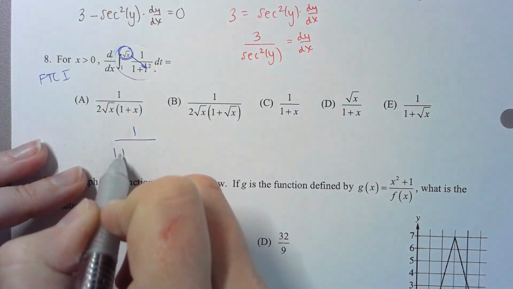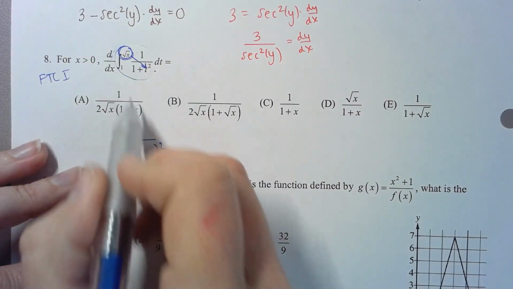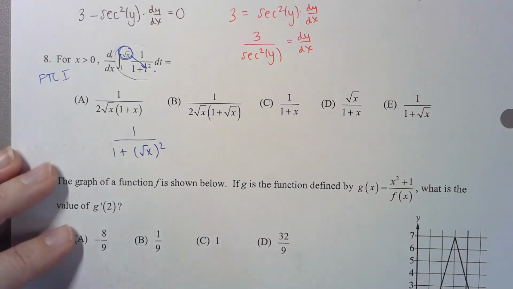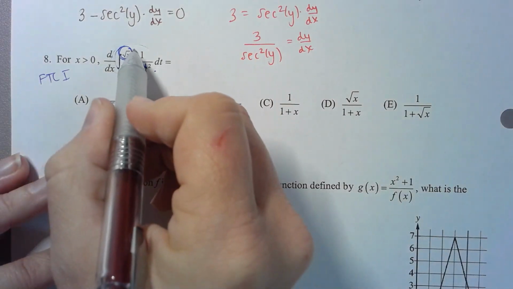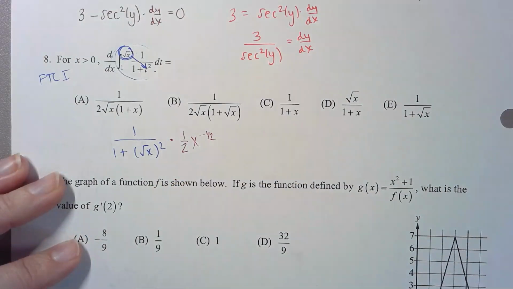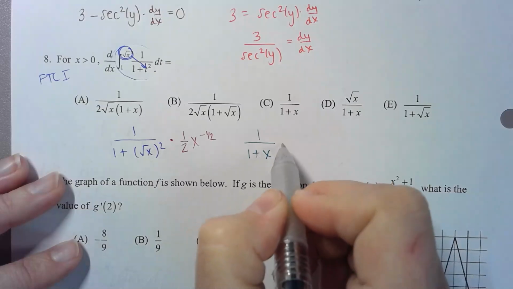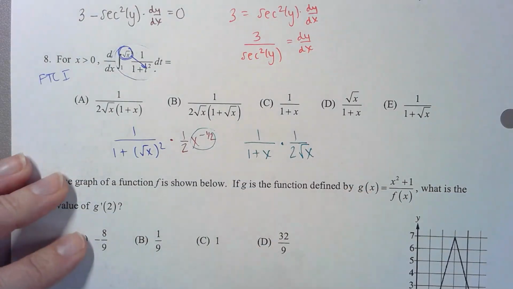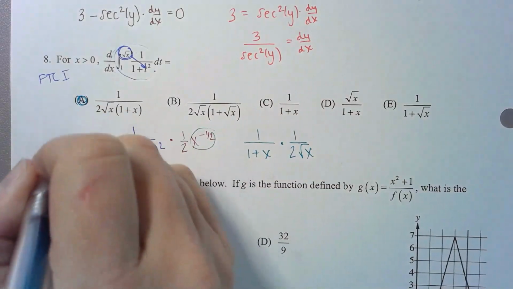So I have a 1 over 1 plus blank squared. That's what was in my integrand. I'm going to replace the t with a radical x. Now we're not done. That's a big first step. The chain rule says multiply by the derivative of your upper bound. So if this is x to the 1/2, the derivative is 1/2 x to the negative 1/2. And we're just going to clean it up until we see our answer. So I'm really left with a 1 over 1 plus x, and then I have a 1/2 and a radical x in the bottom. So I think we're looking at letter A.